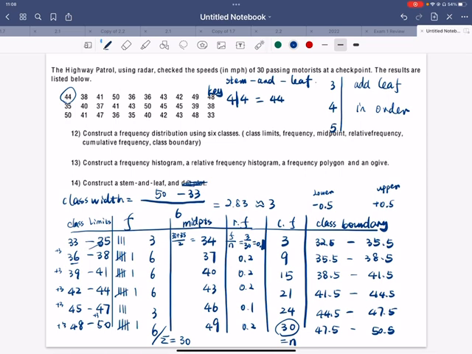There we go. We have the frequency distribution. The whole table is ready. Okay, and the stem and leaf, that's how we do stem and leaf. Move on.